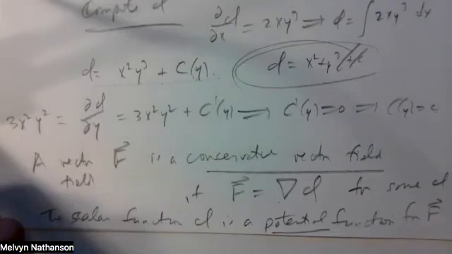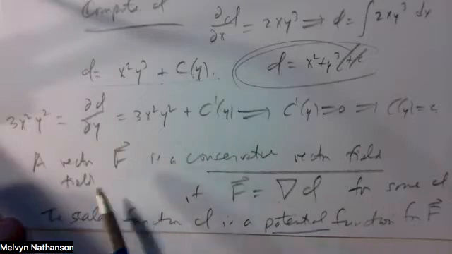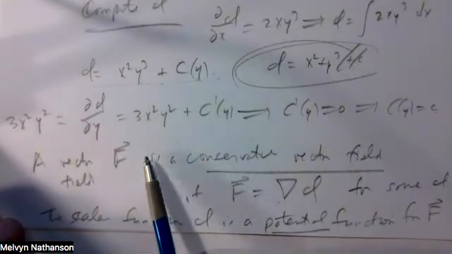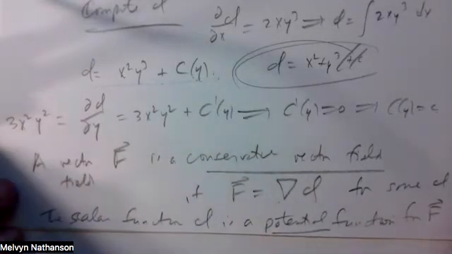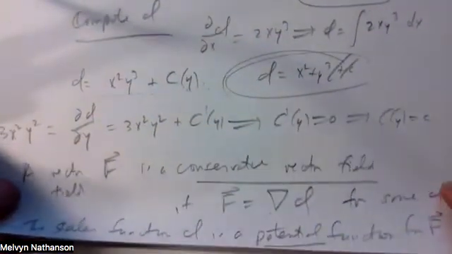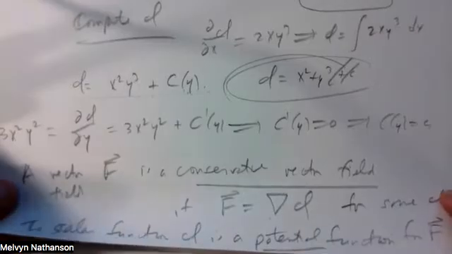And that scalar field is called a potential function. So this is the situation for a vector field in 2 variables. It's slightly more complicated for a vector field in 3 variables.